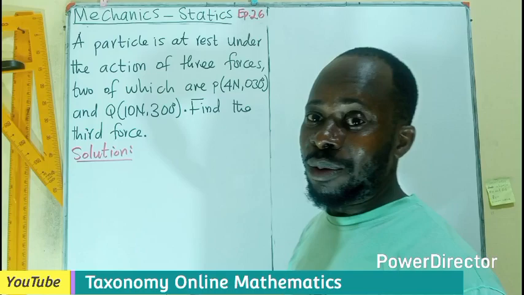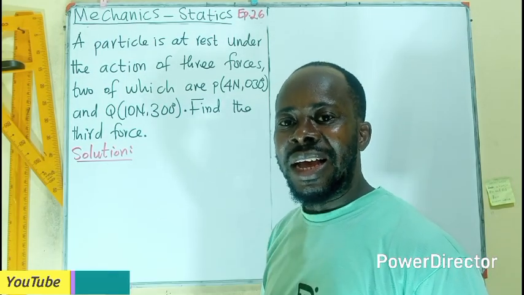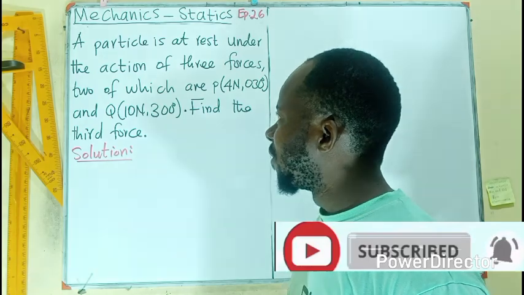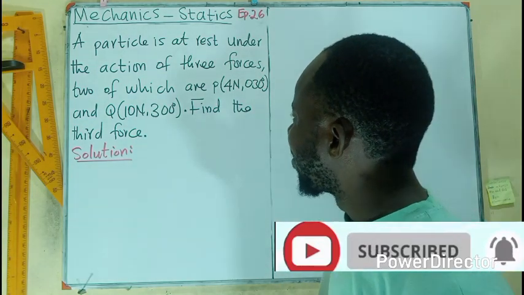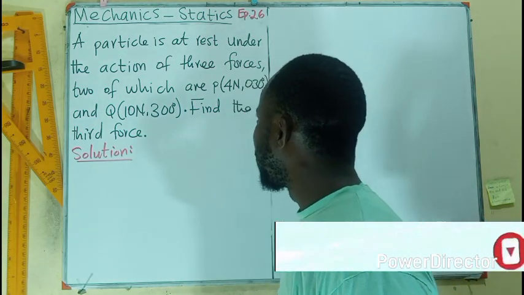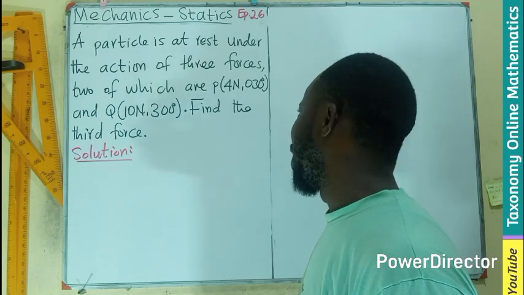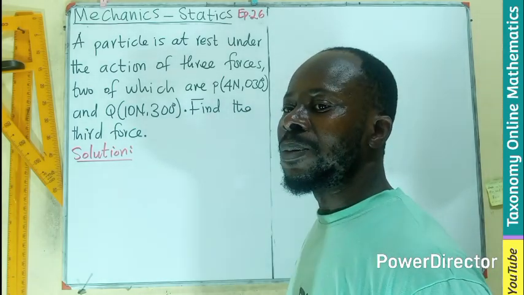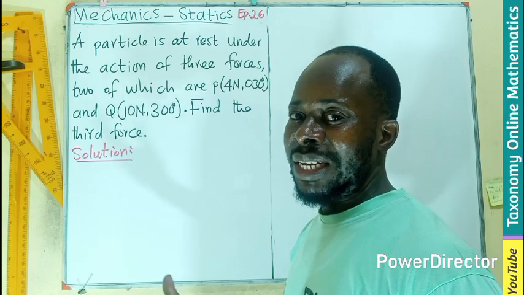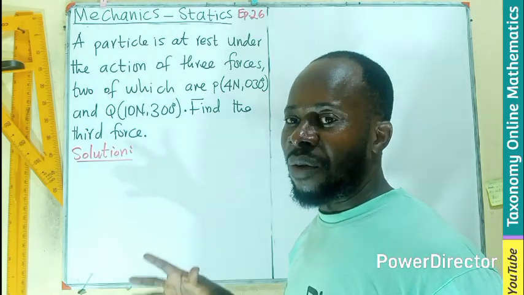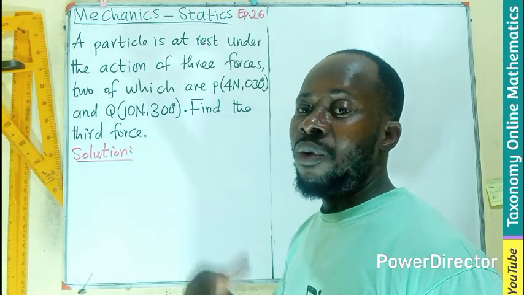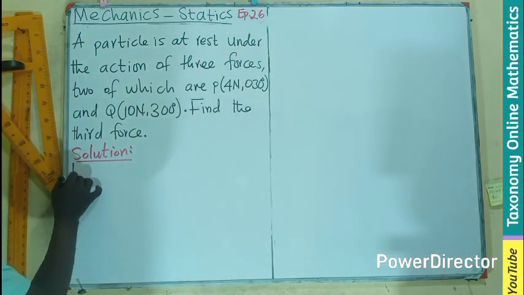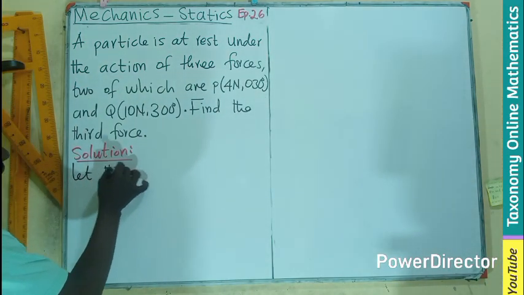We are taking a simple question to test the concept we talked about on the equilibrium of forces. A particle is at rest under the action of three forces, two of which are given as P and Q. We are to find the third force. If the particle is at rest, it means the vector sum of the forces, the resultant, will give you what? Zero.